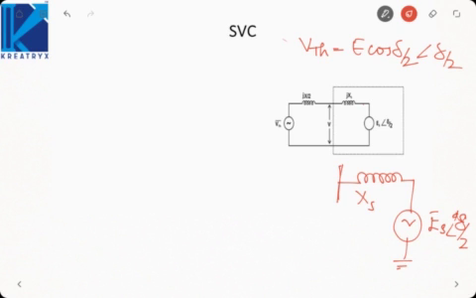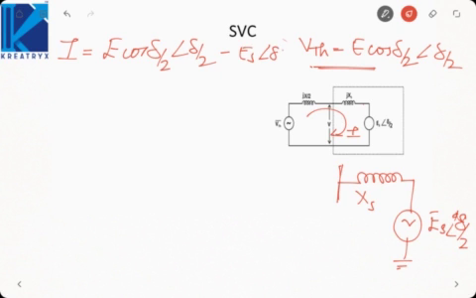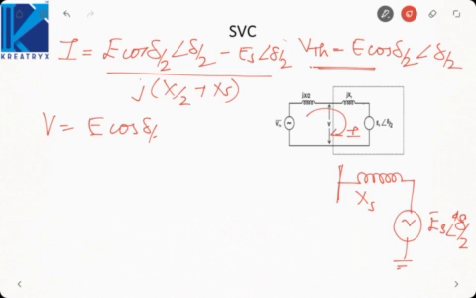So earlier when we did not place the SVC, this was the midpoint voltage. Now let us calculate the midpoint voltage after connecting the SVC. We will assume a current I. I will be (E cos delta by 2 angle delta by 2 minus ES angle delta by 2) divided by (j X by 2 plus XS). So if we calculate V midpoint, it will be E cos delta by 2 angle delta by 2 minus j I X by 2.